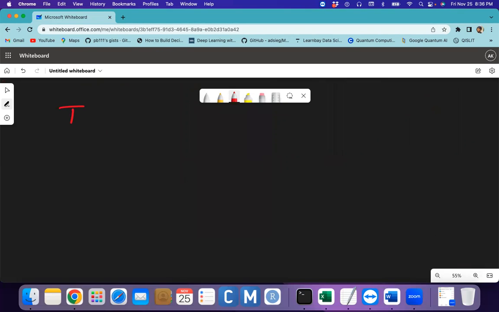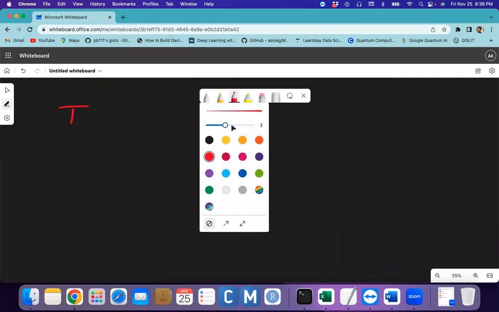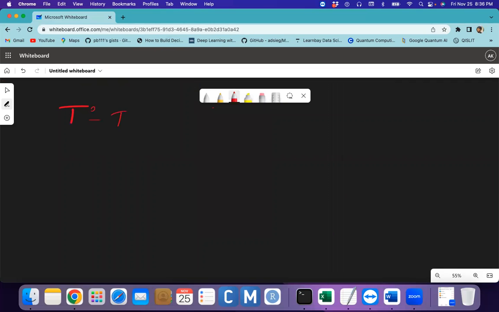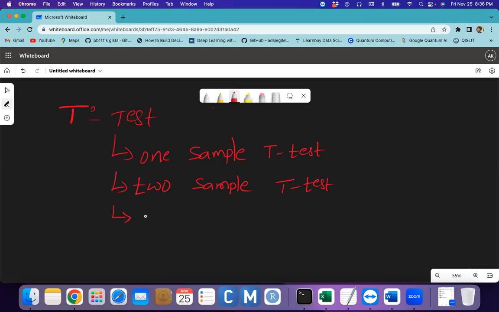We have a t-test, right? So in a t-test, we did one sample t-test, two sample t-test. Next one is paired sample t-test, right?